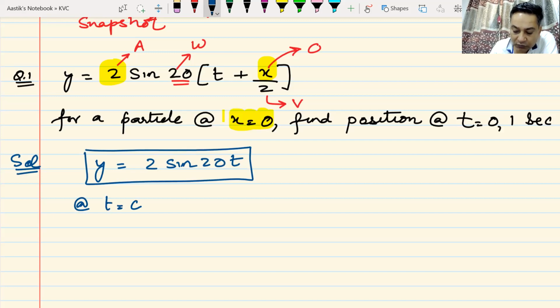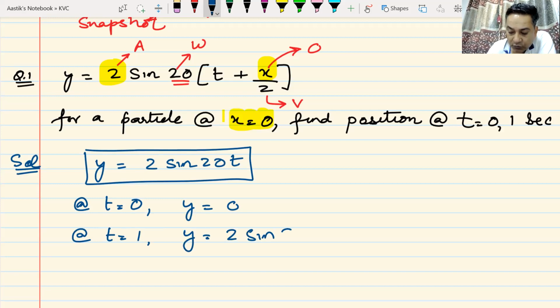At t is equal to 0, you find the value of y. Sine 0 is 0. So the value of y also becomes 0. At t equal to 1 second, you just put the value of t as 1 second. The value of y becomes 2 times sine of 20 radians. Do we understand this? So this is how I can get the position of the particle which is there at x is equal to 0 at all times. Do we understand this? Yes or no? Great.